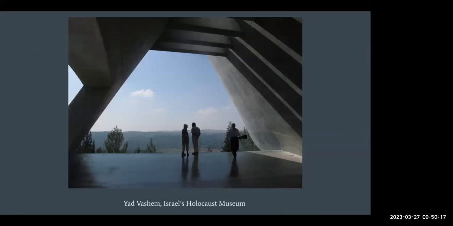So the way the museum is structured is that you go through the story of the Holocaust, and then at the end you come to this opening that overlooks the Judean hills, the hills right outside Jerusalem, sort of telling a story of trauma to success, in the sense of the founding of Israel.